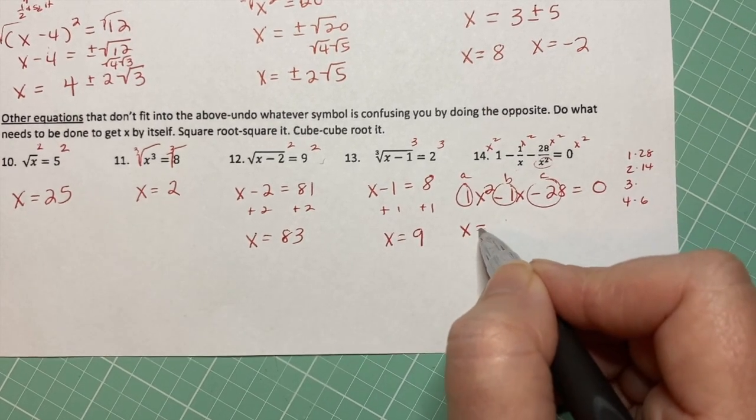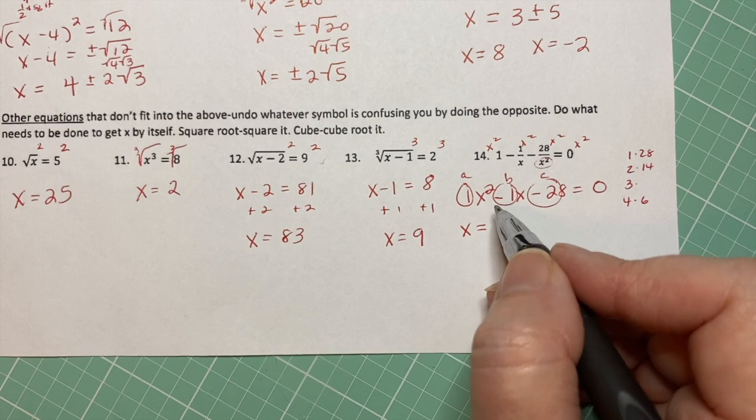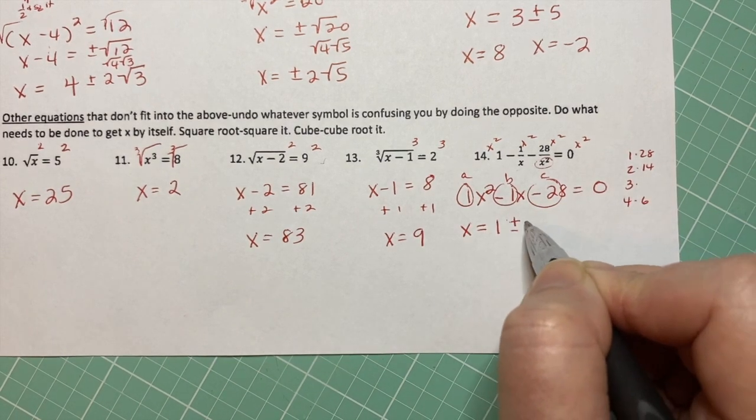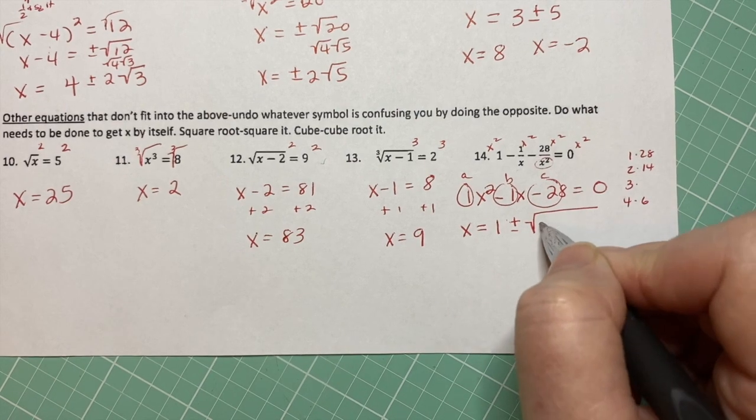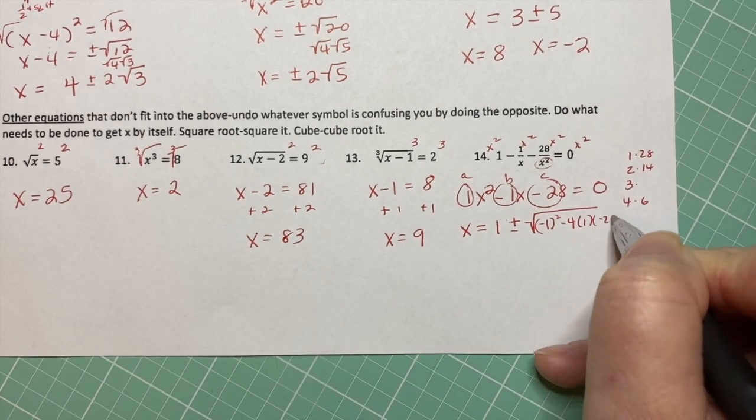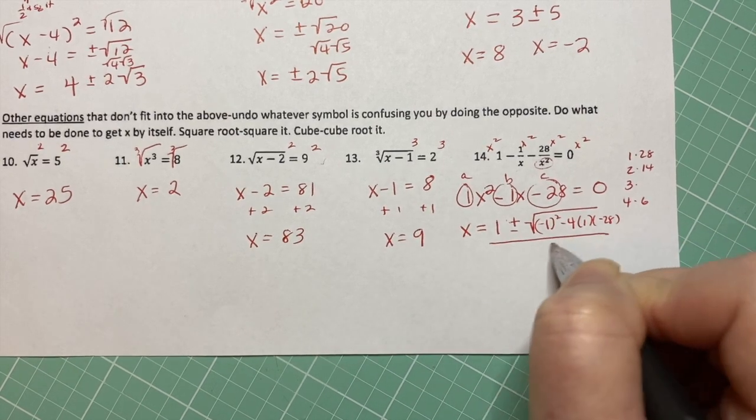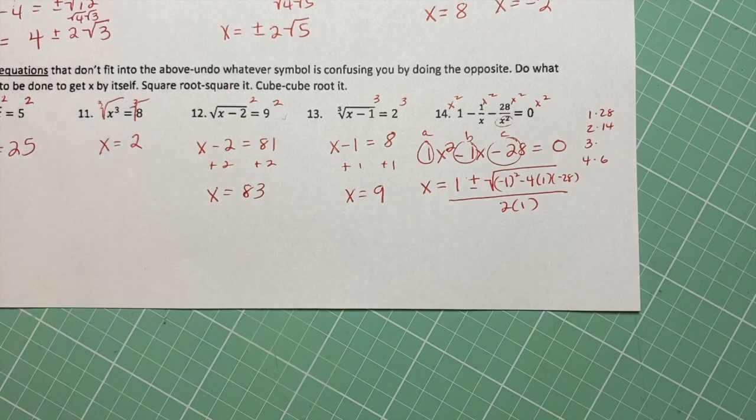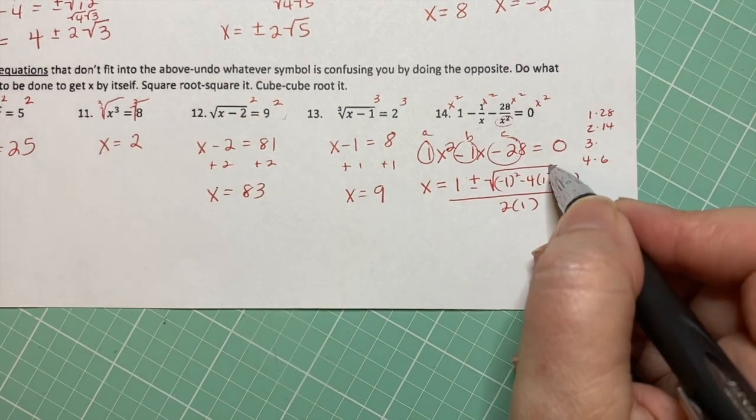So x is going to equal negative b, a negative of a -1 is a +1, plus or minus the square root of -1 squared minus 4 times 1 times -28, all over 2 times 1. So I first tried to see if it factored, it wouldn't. So then I'm going to go to the quadratic equation.